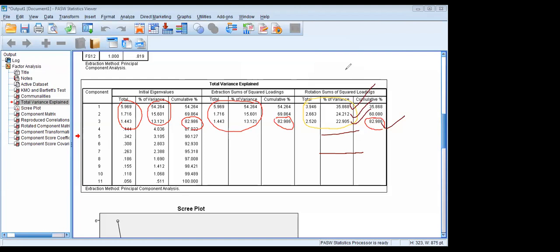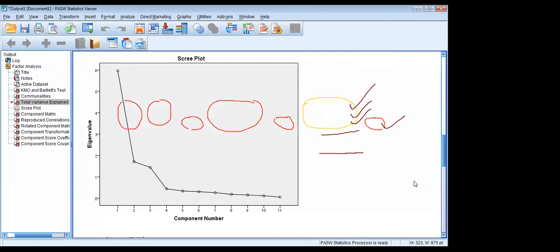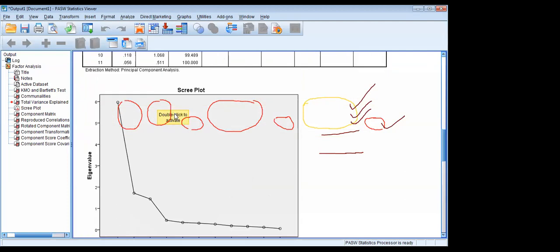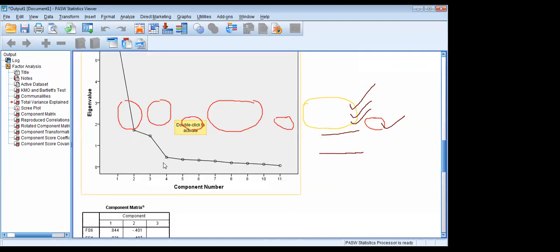Now, what is the next one? I will put a scree plot. Okay, scree plot. When you see the scree plot, look at the first component: the line is so steep, right? Then the second component is okay, the third component is okay. After that you see a flat line. The lines are flattened. What is the meaning? The variation stops.